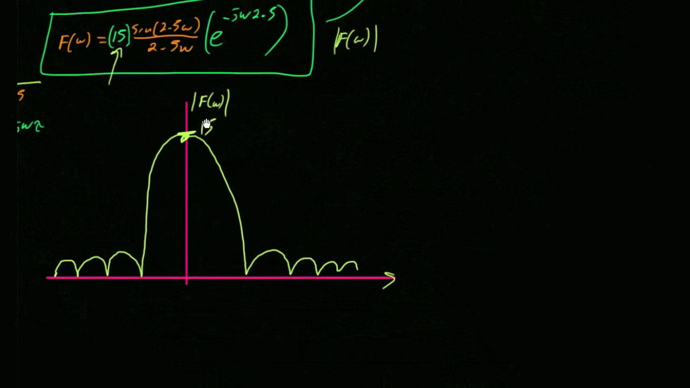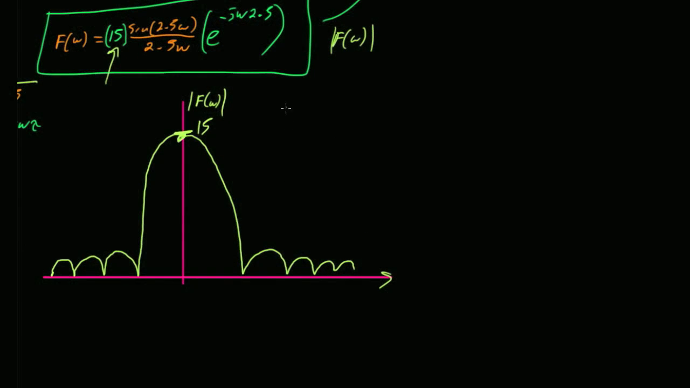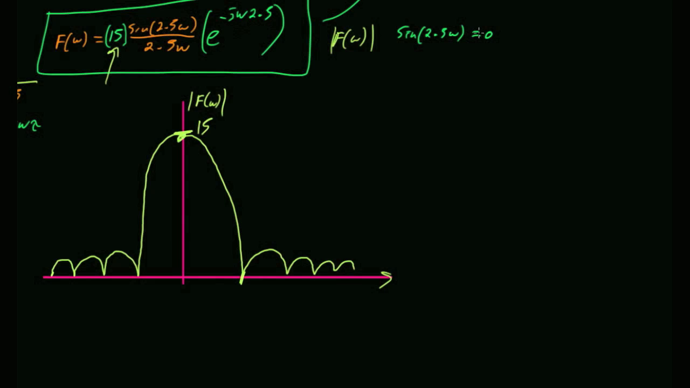Now what's this frequency here? It's going to be 2.5 times pi. Remember, this thing zeroes out when sine of 2.5 omega equals 0. When this term equals 0, the whole thing equals 0. That's the only way to get that function equal 0. Your denominator can't make this function equal 0. The complex exponential can't make this function equal 0. The only thing that can make this function equal 0 is when the sine term goes to 0. So how do you get sine of 2.5 omega to go to 0?